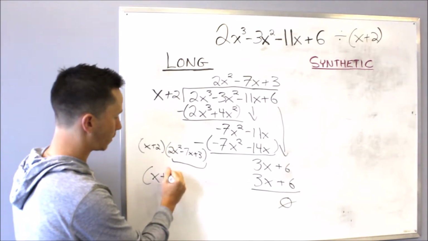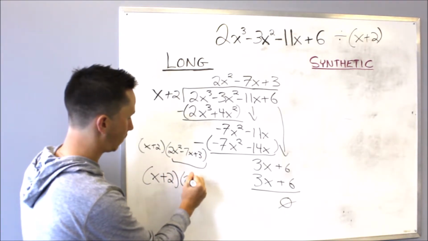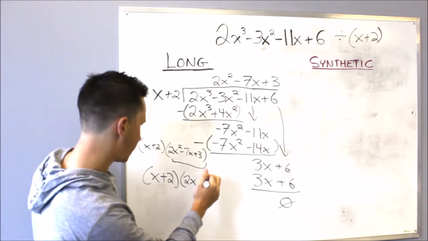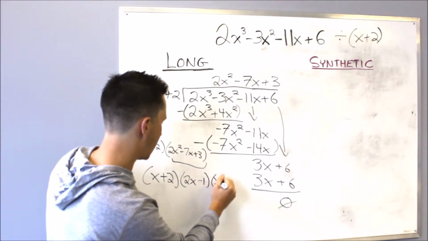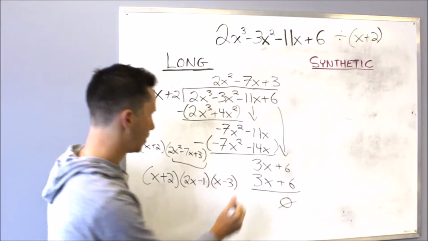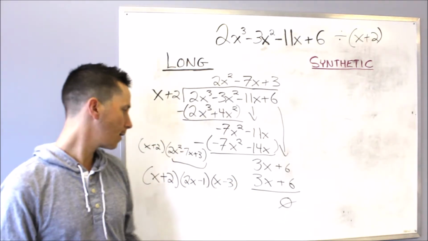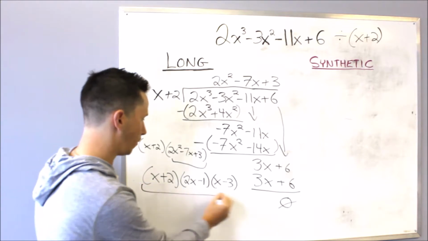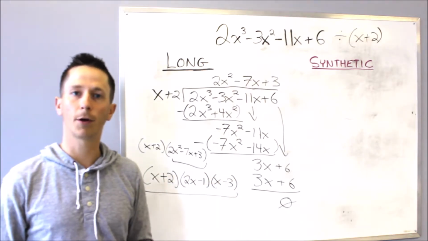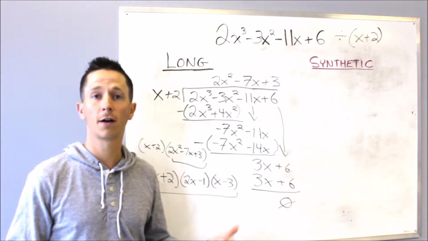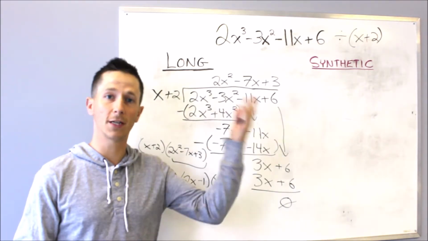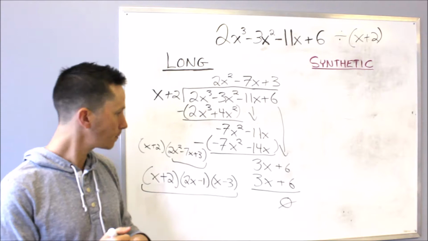So the final factoring is x plus 2, and this factors into 2x minus 1 and x minus 3. You can do that factoring any way you like, but this will be the fully factored version of our polynomial. Again, this is helpful because we can easily see what the zeros are, what the solution would be if it was equal to 0, things like that.